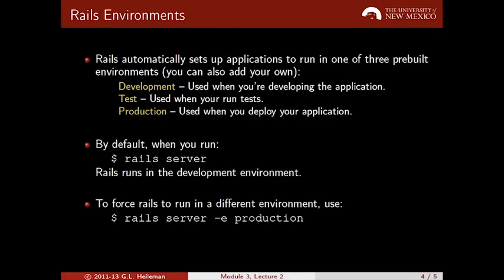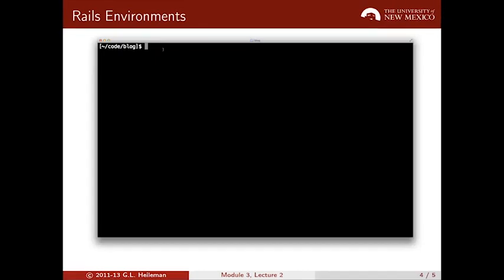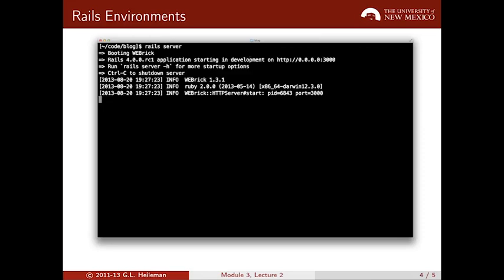Let's take a look. I'm in the root of the Rails blog application that we previously created. And if I type rails server, you'll see that it starts up in the development environment. And recall what that means. When you're running in the development environment, if you make changes to source code, those changes are generally immediately reflected in the running application. So if you go to the web page and point it to the URL that's specified here, you'll see the changes made in the source code will show up in the application.